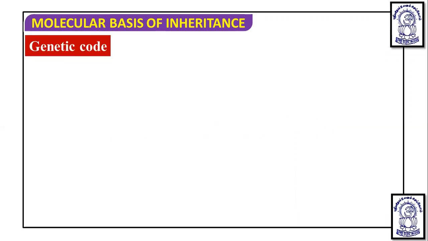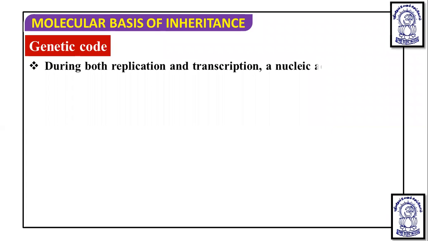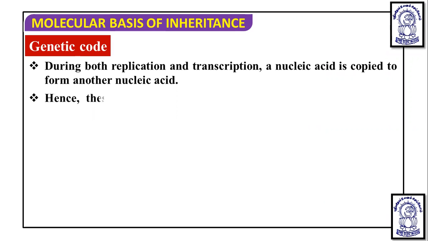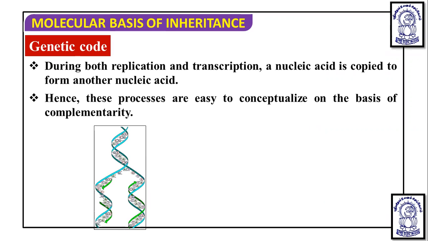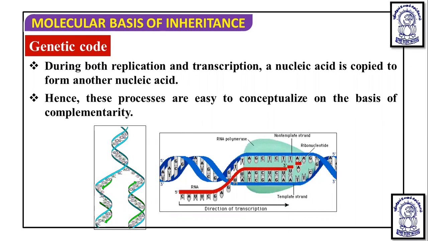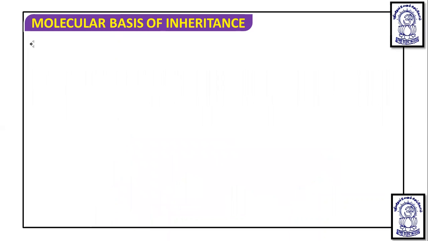So, dear students, if we talk about the genetic code, you know that during both replication and transcription, a nucleic acid is copied to form another nucleic acid. In replication, DNA forms DNA itself. But in transcription, DNA forms another nucleic acid, that is mRNA. Hence, these processes are easy to conceptualize on the basis of complementarity. One strand acts as a template and the other will have complementary nucleotides.